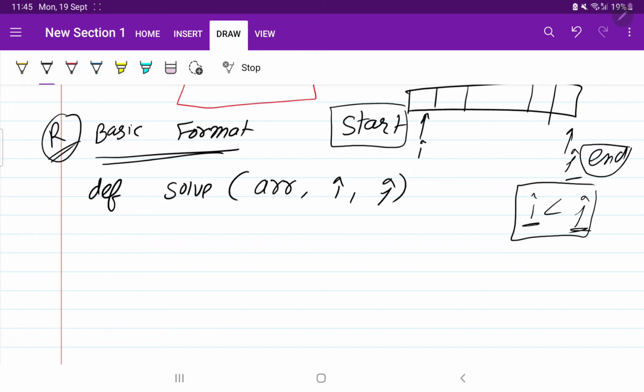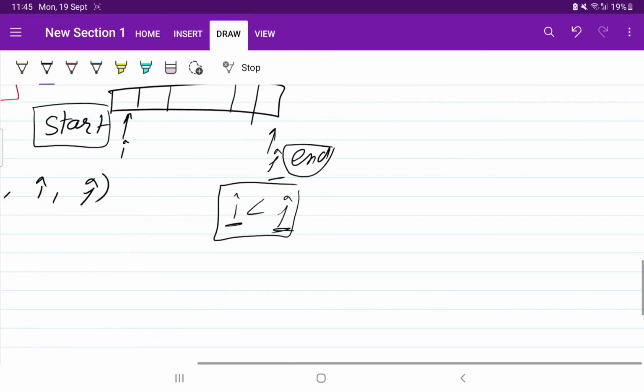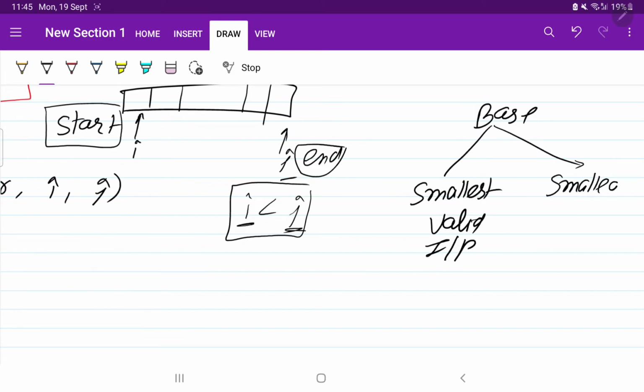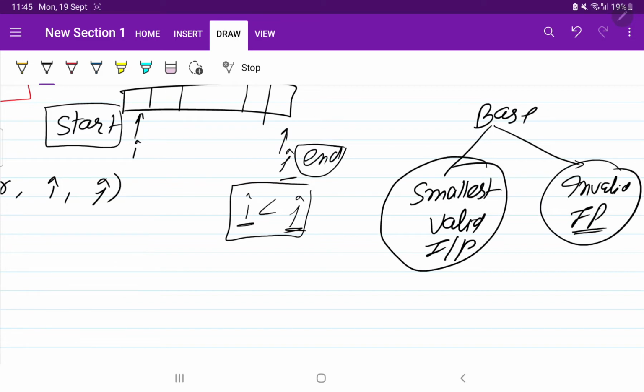Now for the base condition, what we have to think, we know that for the base condition we have to think of the smallest valid input, or smallest invalid input. Perfect. So for a recursive solution you need to write the base condition, and for the base condition we have to think of the smallest valid input.